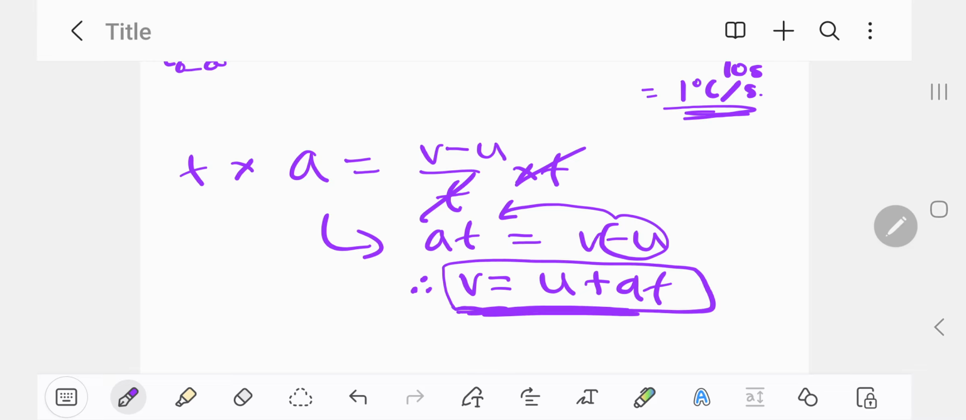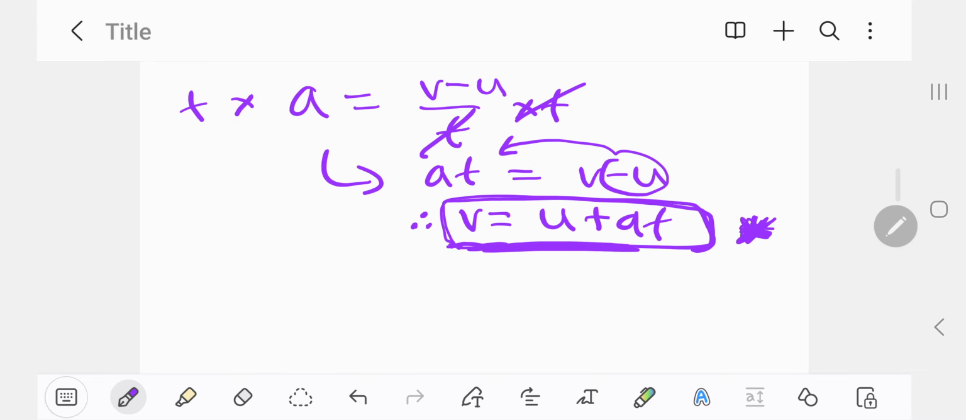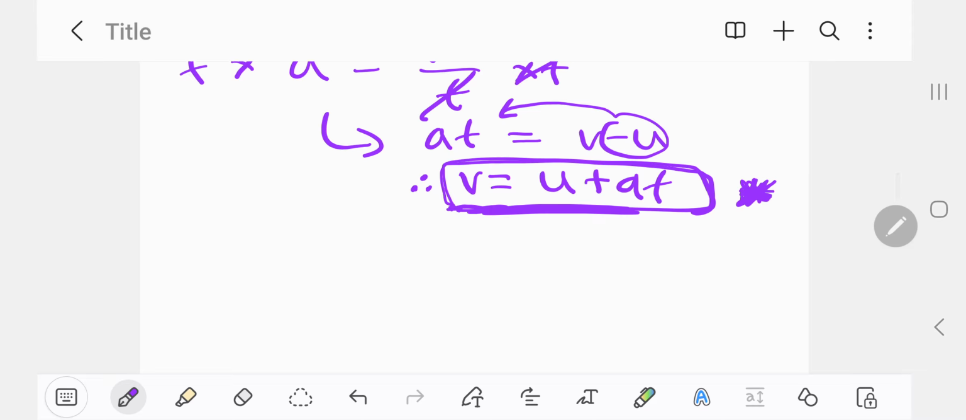So that here is another equation of motion. V equals U plus AT. The final velocity V is the initial velocity U plus the acceleration times time. That's an important formula. This formula is given in the formula sheet in an exam typically.